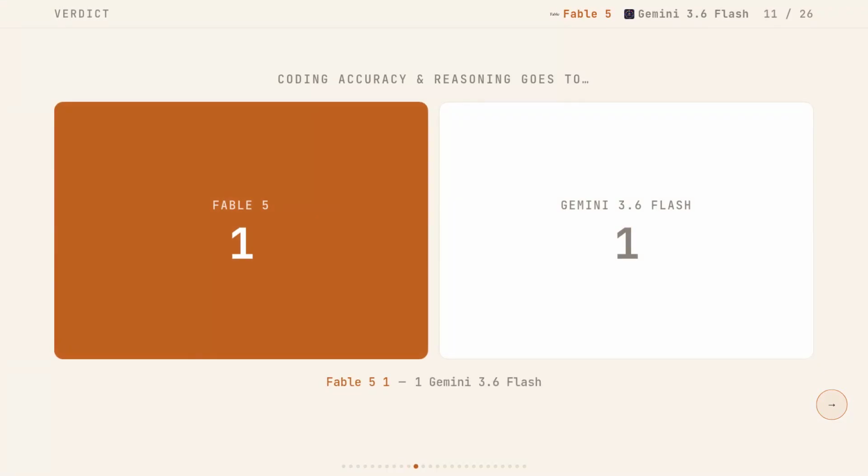I was kind of expecting Gemini 3.6 Flash to be closer, given its deep SWE improvement to 49%. But Fable 5's 80.3% on SWE Bench Pro is a different tier of coding intelligence entirely. That ties the score up 1-1.